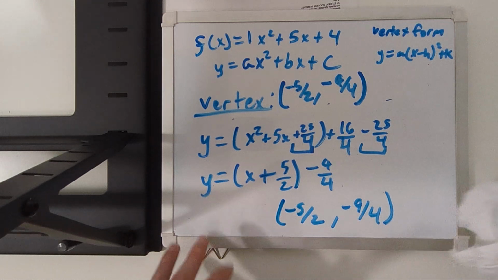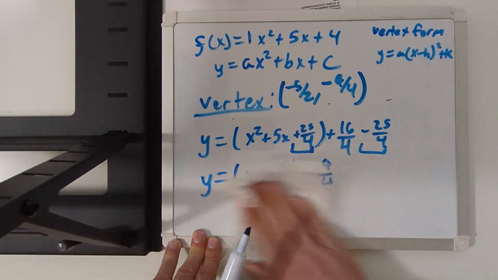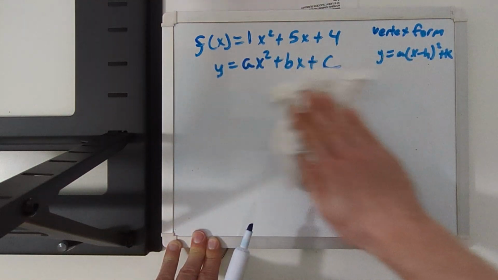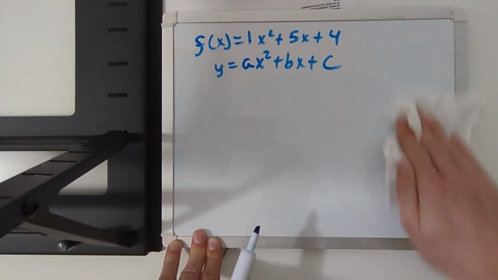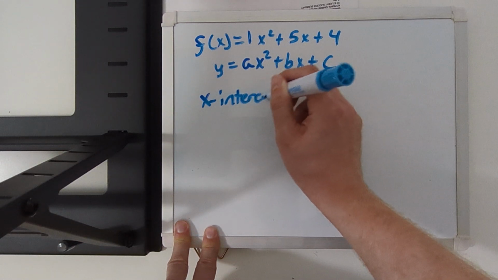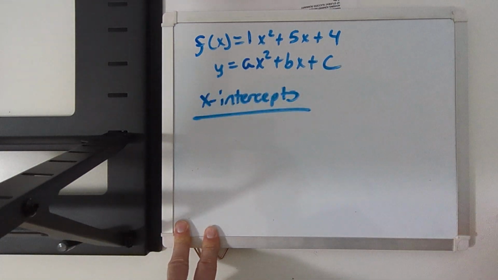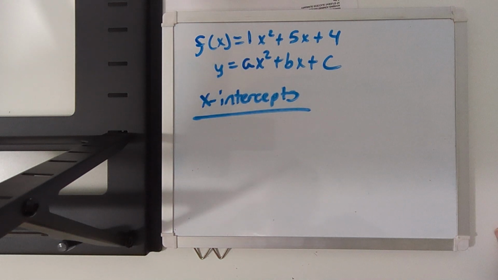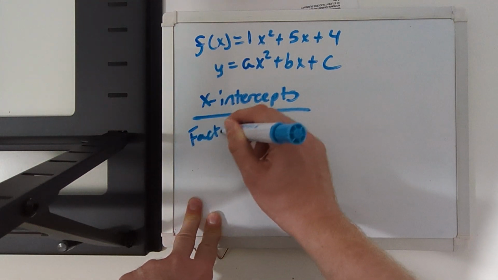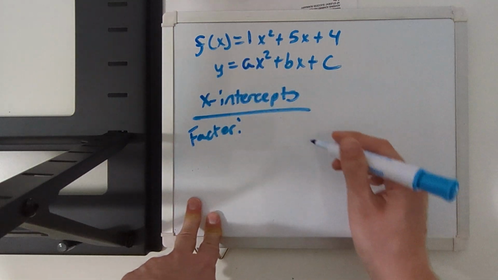Now the x-intercepts. So I'm going to clear all this, and we're going to talk about the x-intercepts. The easiest method to get the x-intercepts is to factor. Not all equations will factor though. So factoring is only useful in certain cases that the numbers work out well enough. But method 1, we're going to factor. And thankfully this one will factor.